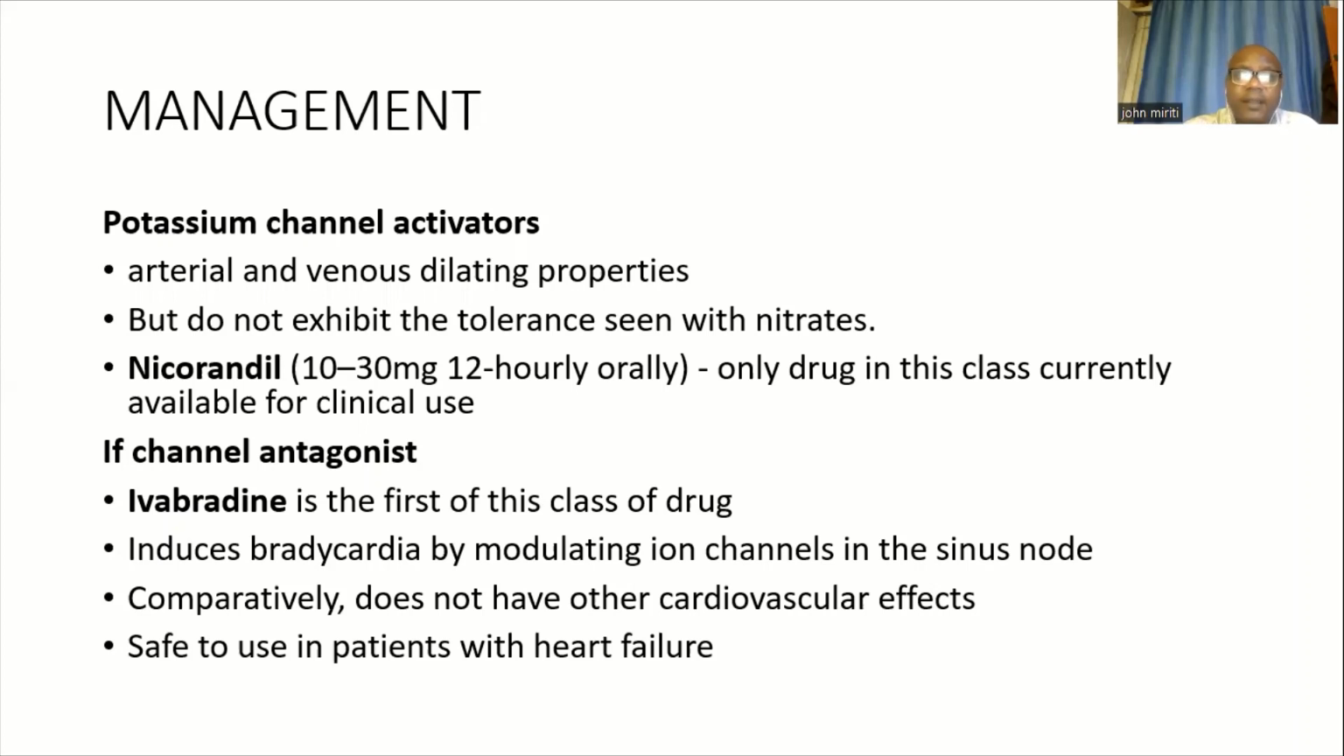It's the only coronary potassium channel registered for use. Other drugs like If channel antagonists, like ivabradine, is the first of this class of drug. It causes bradycardia, so you have to be very careful that it does not cause bradycardia by inhibiting ion channels in the sinus node. Comparatively, the drug does not have any other cardiovascular effect. The only one is the bradycardia. It is safe to use in patients with heart failure.